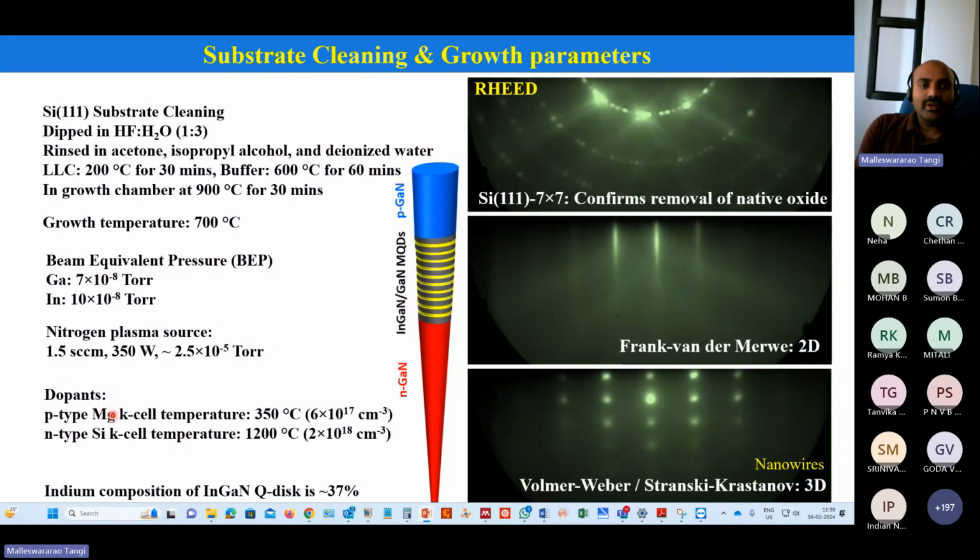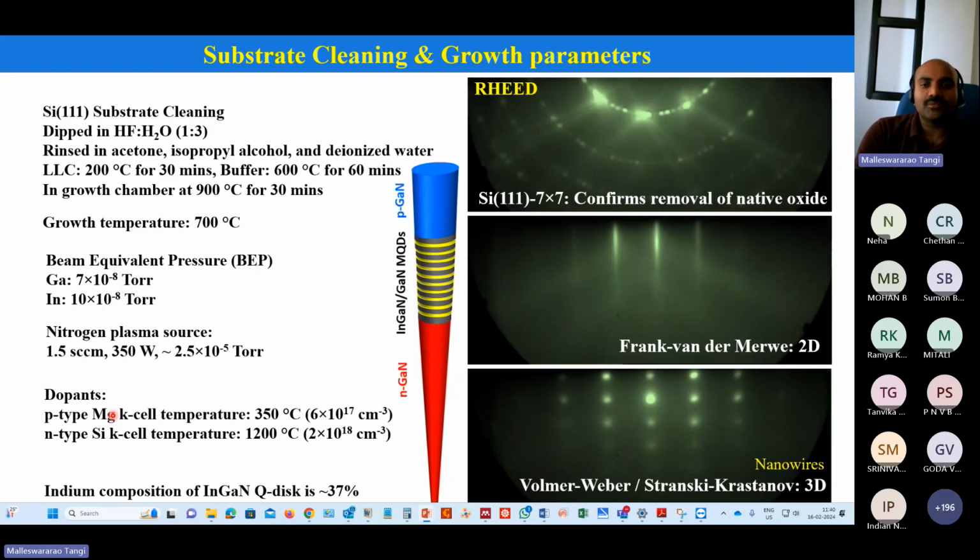We grew these nanowires on silicon substrates, on silicon 111 orientation. Before loading the silicon into the chamber, we clean it in a special way using dilute HF, and then we introduce it into the load lock chamber and outgas at 200 degrees centigrade for 30 minutes, and then the buffer chamber, and finally in the growth chamber we heat up the substrate to 900 degrees centigrade, and then slowly cool down.